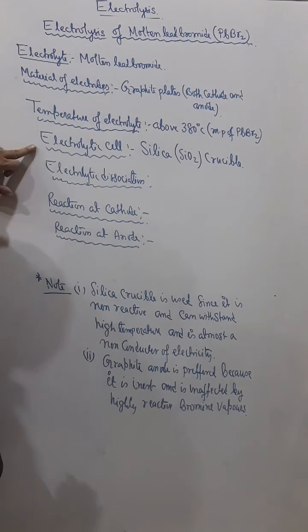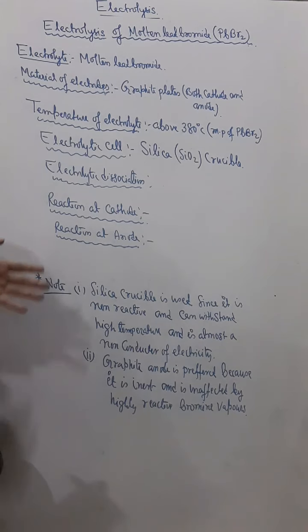Electrolytic cell is made up of silica, so that is a silica crucible. Silica means silicon dioxide. It is a major component of sand, so it's largely present in sand.